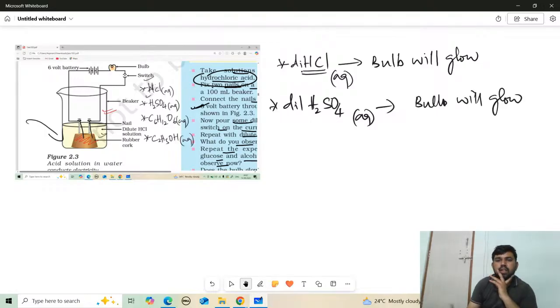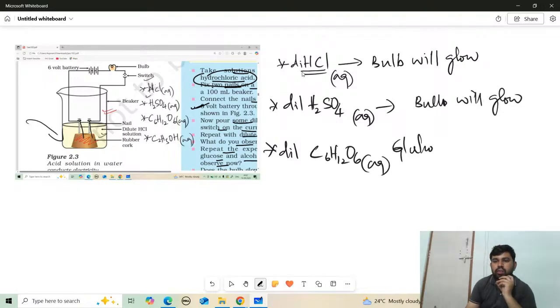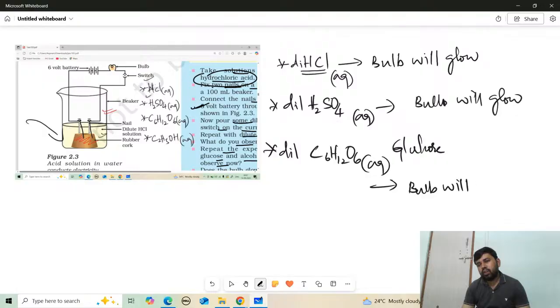Similarly, in the next case you see they have taken C6H12O6, which is aqueous glucose. Aqueous glucose they will take. So in this case, the bulb will not glow. Why will it not glow, sir? This is the reason, question mark here.